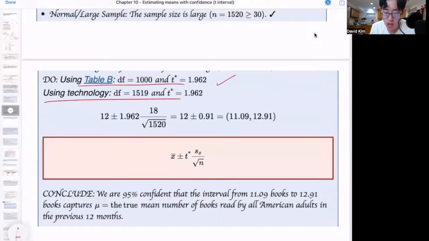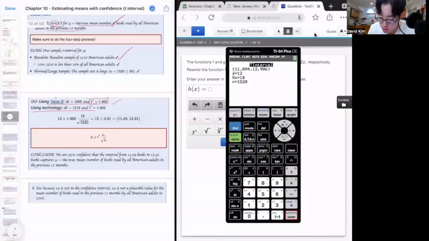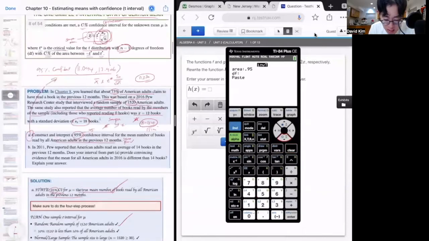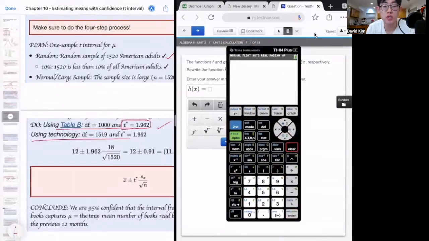For this one, when we actually do this, we need to find the t-star value, and that is going to get a little tricky. In order to find the t-value, we have to use a table, or you can use technology. When you go to second VARS and pick inverse t, the area is 0.95 and most likely the degrees of freedom is 1519, and when you press paste, it gives you about 1.64. So to use the technology here, I know that the t-star says 1.962, and here's a way you guys can figure this out.